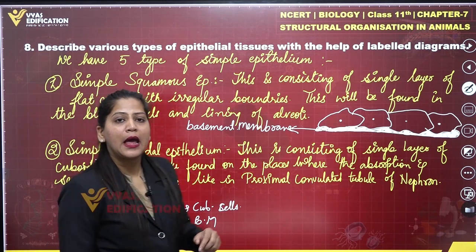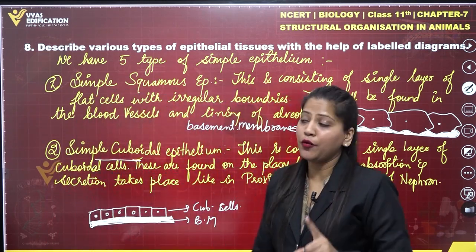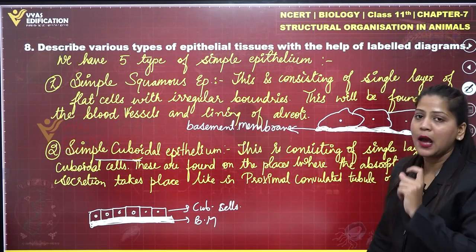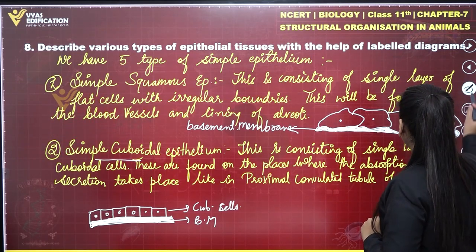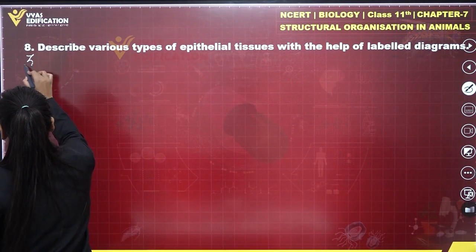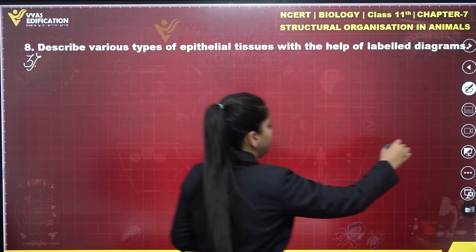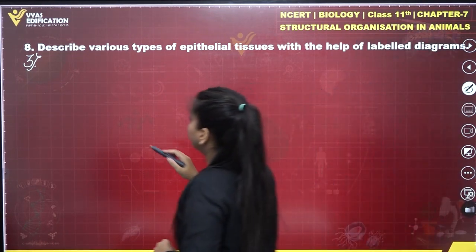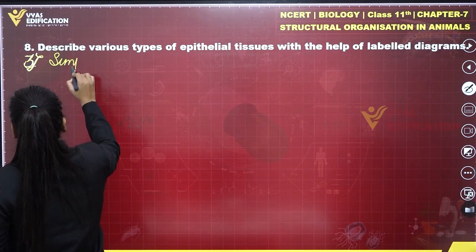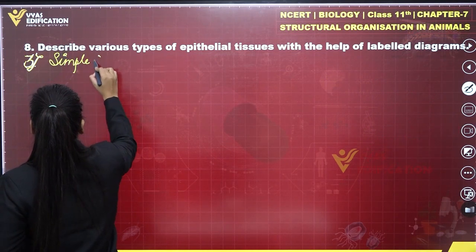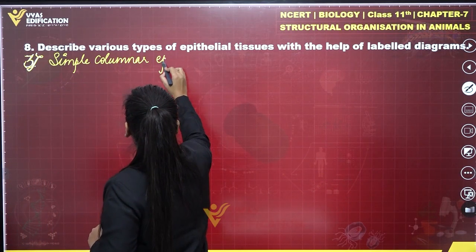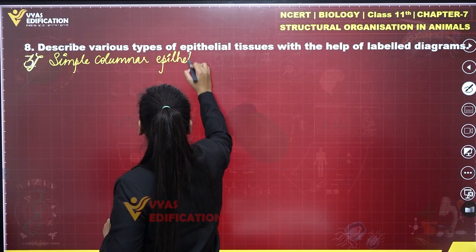Now moving on to the third type of simple epithelium tissue. So the third type of simple epithelium we have is simple columnar epithelium.